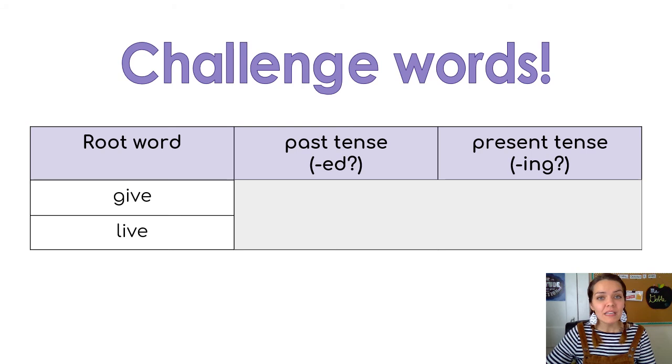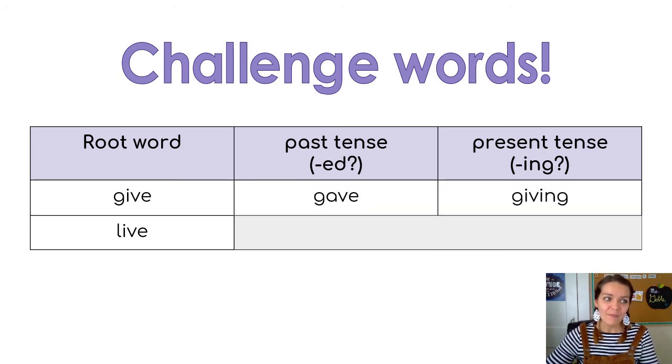So our first challenge word is give. You'll notice the past tense of give would not be gived. That doesn't sound right. Instead, we would say gave. So in this case, we don't add the ed, we change the I to an A, and it is gave. But the present tense, we do add an ing, but we omit the E at the end. We wouldn't want the two vowels side by side in this case. It is just G-I-V-I-N-G, giving.